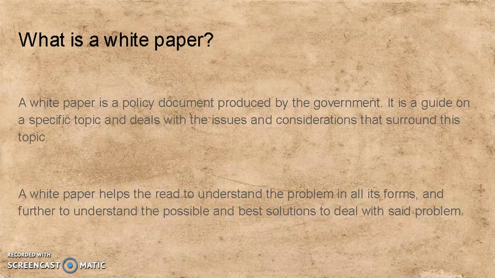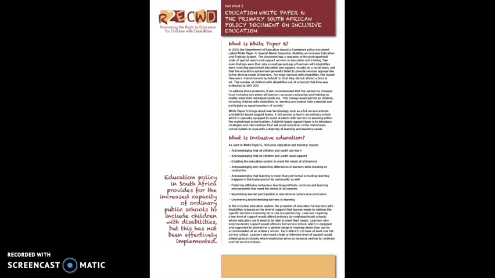So as we go through the document, we'll look at the purpose, we'll look at what it says needs to be considered, and we'll look at how it has come about to create a solution and a possible way for us to deal with the lack of support for students with diverse needs. So the first document we'll be looking at is the White Paper 6.